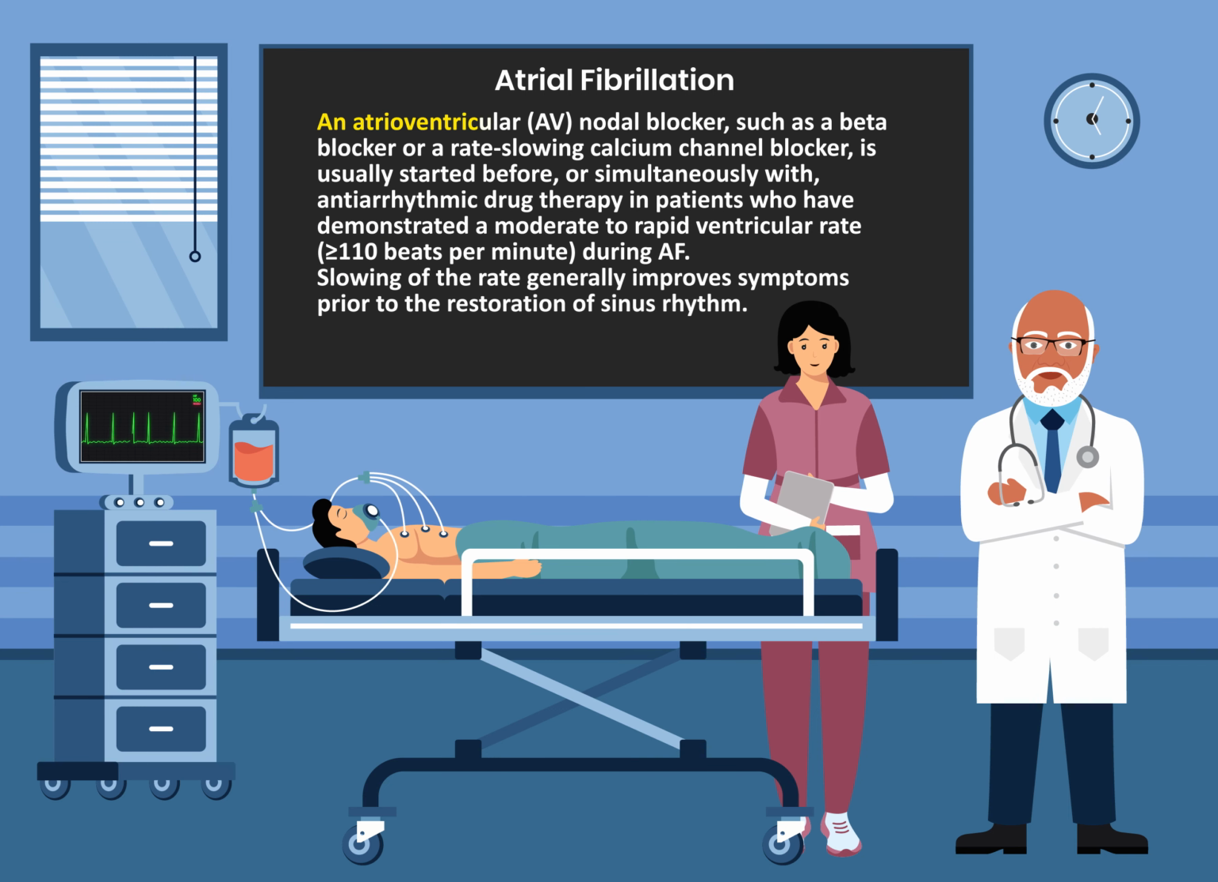An atrioventricular nodal blocker, such as a beta blocker or a rate-slowing calcium channel blocker, is usually started before or simultaneously with antiarrhythmic drug therapy in patients who have demonstrated a moderate to rapid ventricular rate, and that is a rate greater than 110 beats per minute during AFib. Slowing of the rate generally improves the symptoms prior to the restoration of sinus rhythm.